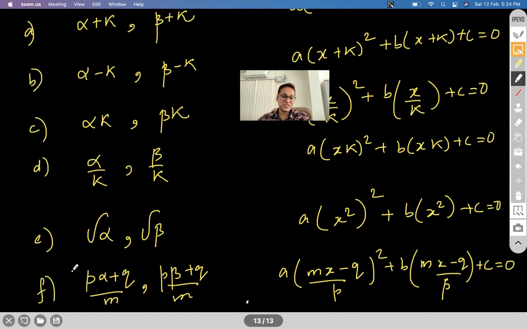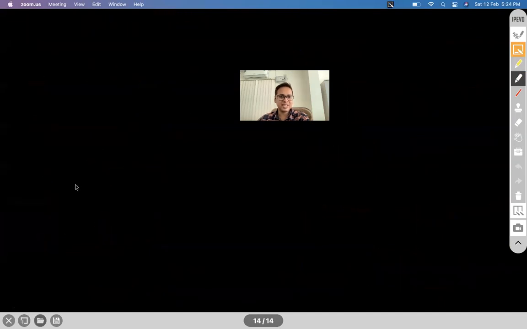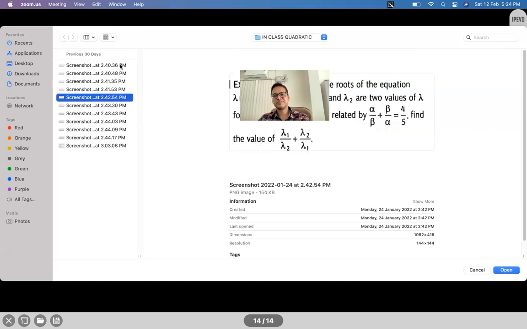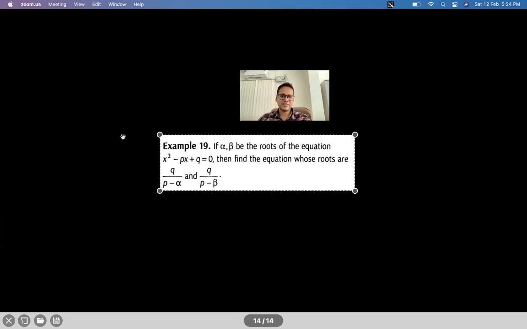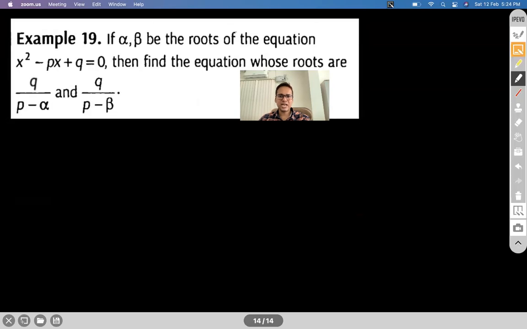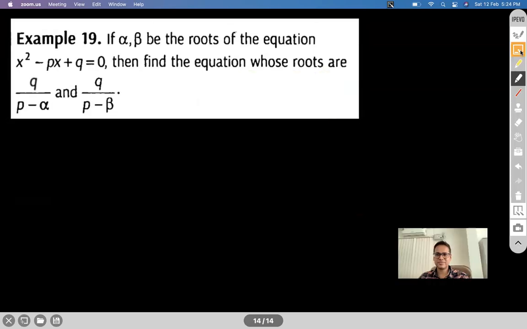Okay, maybe when we solve a question, things will become clearer for us. Let's take this question. If alpha, beta are the roots of x square minus px plus q equal to zero, then find the equation whose roots are these two. And you can see here that both the roots are given the same treatment, right? So you can definitely try out the transformation of equation concept.